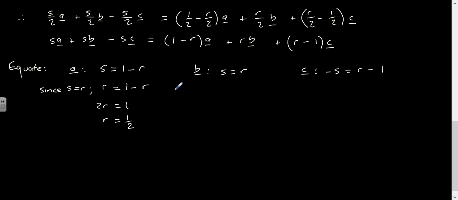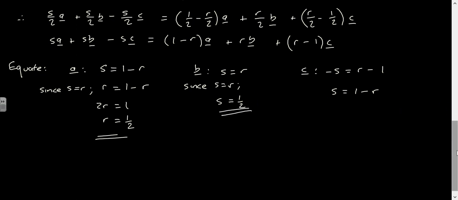Now, as S equals R, that means that S also equals a half. And we can double check this with C. So if S equals R minus 1, then S equals 1 minus R, which is exactly the same relationship as A. And so we've got the fact that R is a half and S is a half.